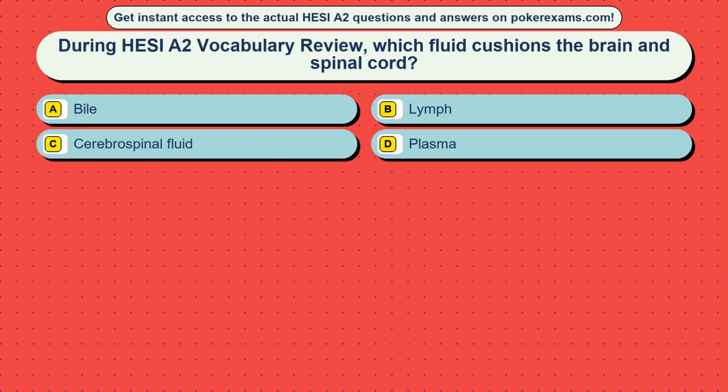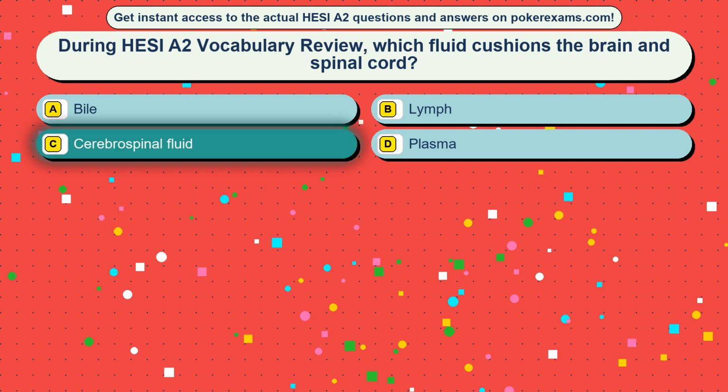Question 11. During HESI A2 Vocabulary Review, which fluid cushions the brain and spinal cord? Option A, bile. Option B, lymph. Option C, cerebrospinal fluid. Option D, plasma. The correct answer is option C, cerebrospinal fluid.